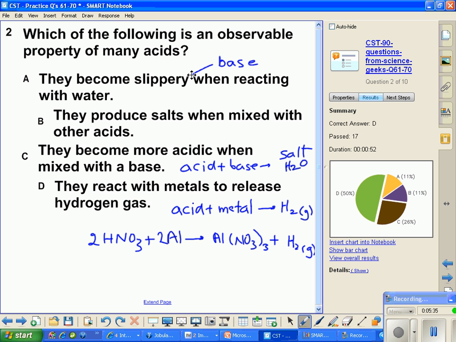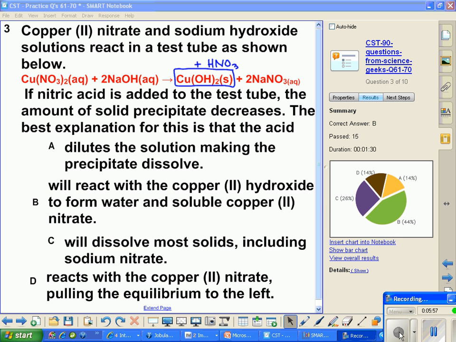Because an acid plus a metal will always produce hydrogen, is what they're saying here, and that is true. And I've given you an example right here of nitric acid reacting with aluminum to form the salt aluminum nitrate. That's this guy, and of course the hydrogen. In this question, they're actually saying in the question what I just wrote up here before we started.